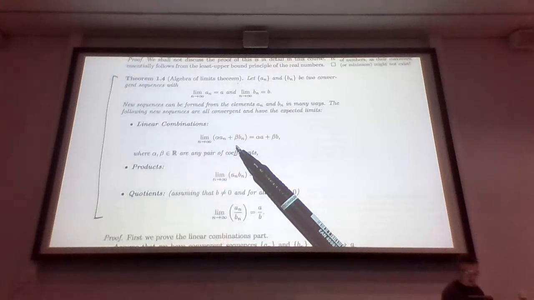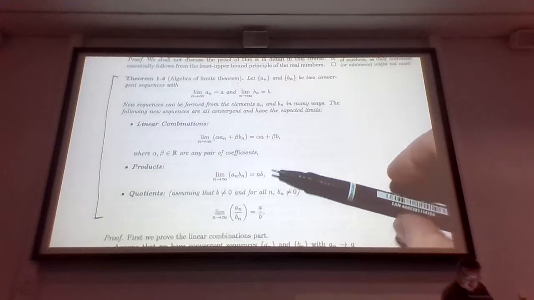Inside the round brackets there is a new sequence whose nth term is alpha times an plus beta times bn. Okay, that's a new sequence, and this result tells us that it is a convergent sequence, and very nicely it has the limit alpha a plus beta b. That property was used in the example we just looked at, where they said the limit of 2 minus 1 over n is 2 minus 0. That's an example of where they were using linear combinations. But we would require a proof.